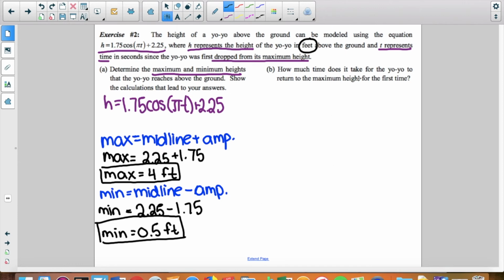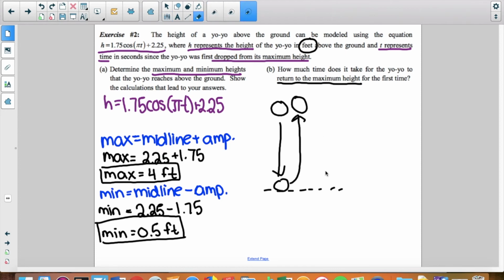Now part B says, how much time does it take for the yo-yo to return to the maximum height for the first time? So think about a yo-yo, okay? If you have a yo-yo, you start, let's say this is the floor. You don't have to copy this down. This is the floor. This is your yo-yo. This is the starting position, and then it goes down, right? It reaches almost to the floor, and then it goes back up to maximum height. So the yo-yo actually follows this sine pattern like it told us.